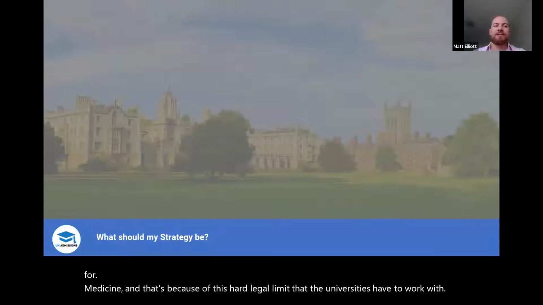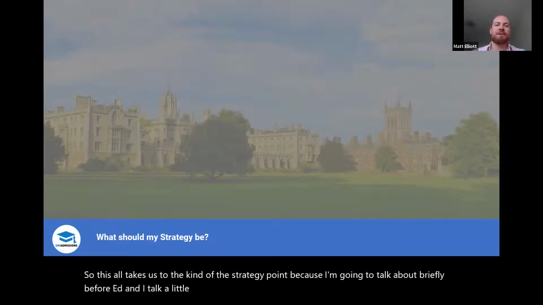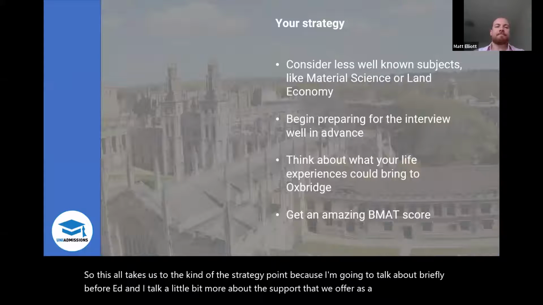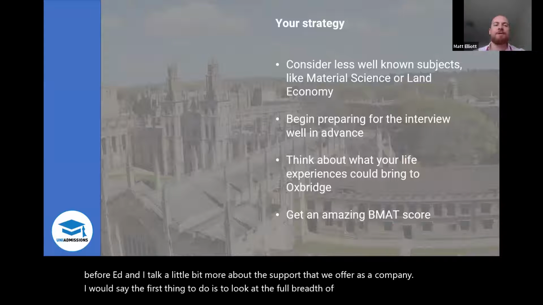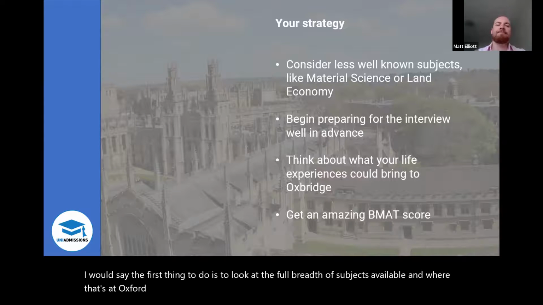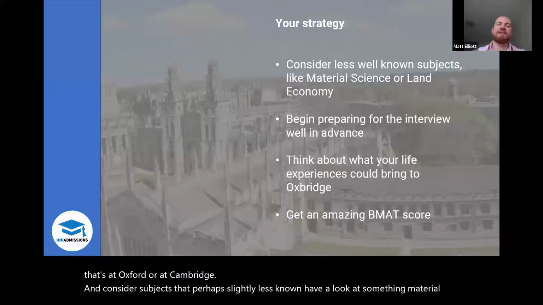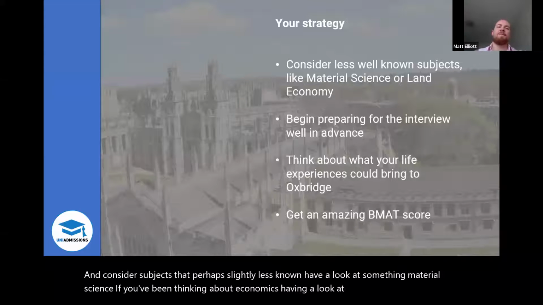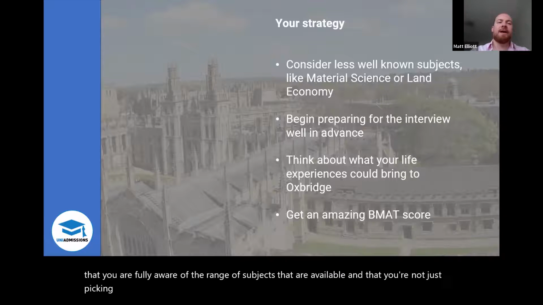This takes us to the strategy point, which is what I'm going to talk about briefly before Ed and I talk a little bit more about the support that we offer as a company. I would say the first thing to do is to look at the full breadth of subjects available, whether at Oxford or at Cambridge, and consider subjects that are perhaps slightly less well known. Have a look at something like material science. If you've been thinking about economics, have a look at land economy, making sure that you are fully aware of the range of subjects that are available and that you're not just picking the ones with the big names.